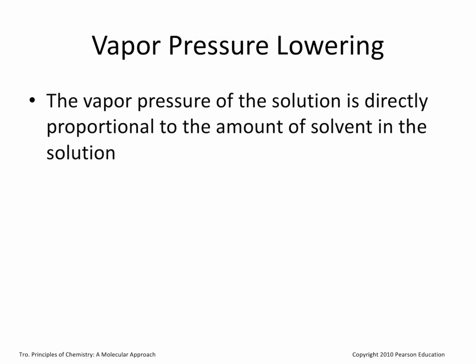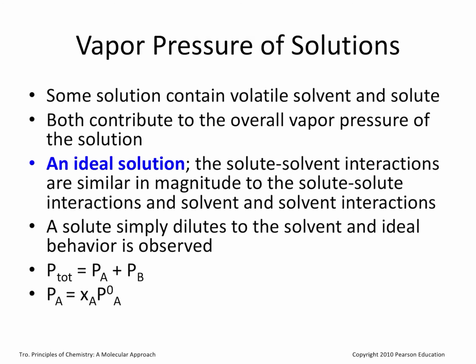Now, the vapor pressure of a solution is directly proportional to the amount of solvent in the solution. If you have more, it's going to affect how the vapor pressure is lowered. Now, we call vapor pressure lowering a change in the pressure. Vapor pressure lowering is defined as the change in pressure equal to the vapor pressure of the solvent minus the pressure of the solution. That gives us how much the vapor pressure lowered, again, because the vapor pressure of the solution is lower than that of the solvent.